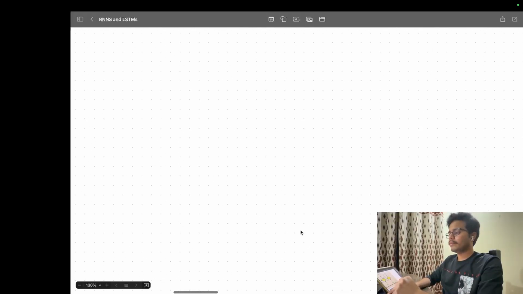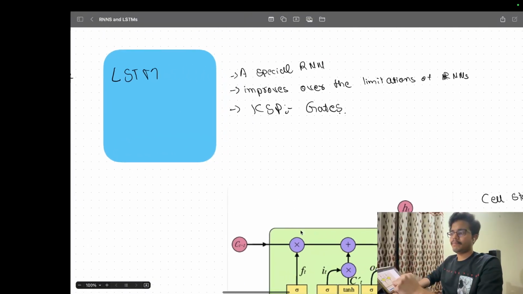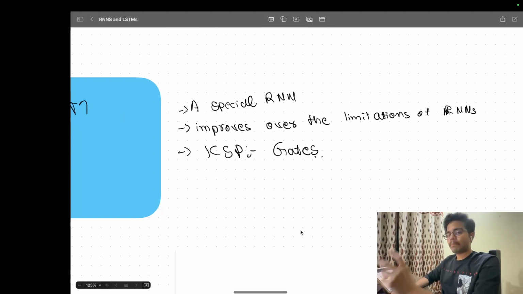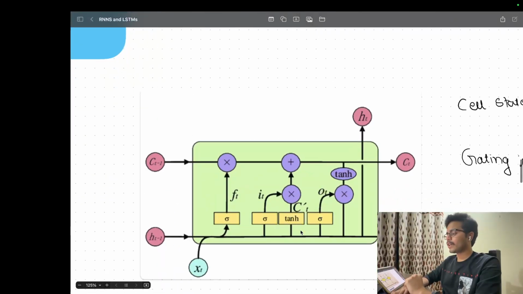So what to do now? We go to LSTMs. An LSTM is an improvement over a typical RNN cell. It improves over the shortcomings in RNN. The main important feature of an LSTM is its gates. So let us look into its structure.